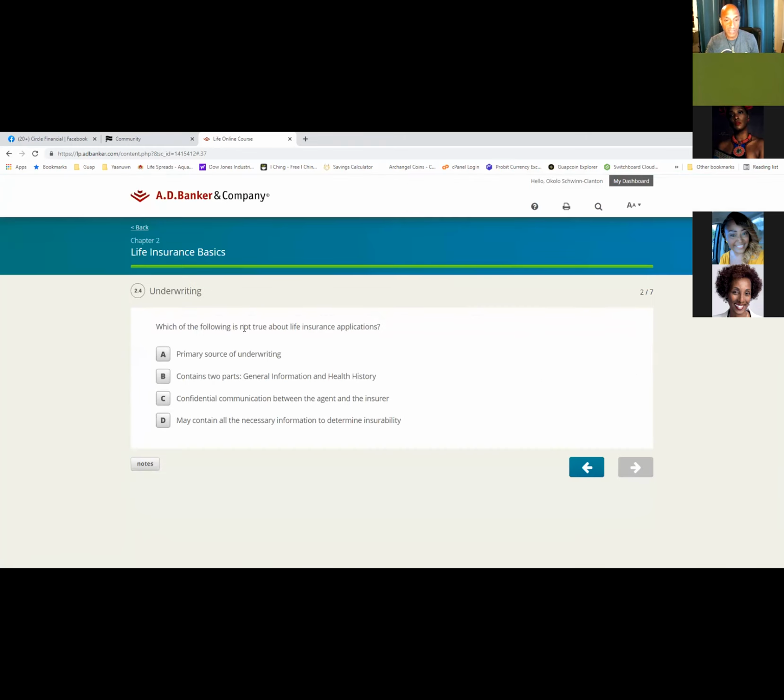Which of the following is not true about life insurance applications? Primary source of underwriting. Oh, about the application. It's the primary source of underwriting, contains two parts, general information and health and history, confidential communication between the agent and the insurer, may contain all the necessary information to determine insurability.